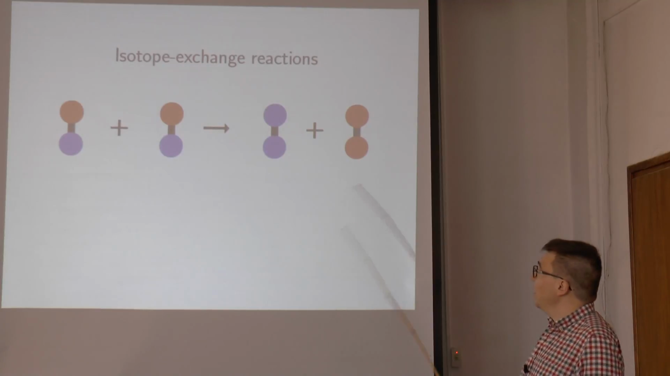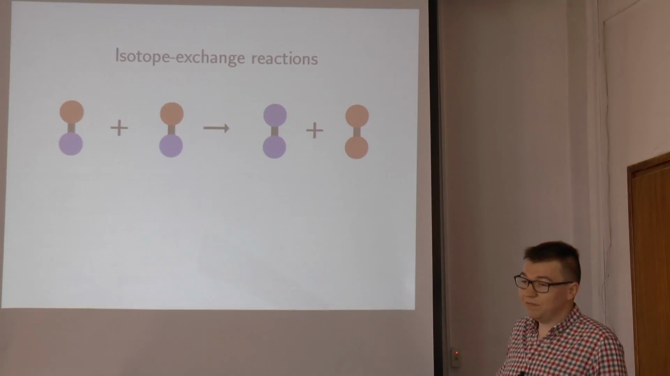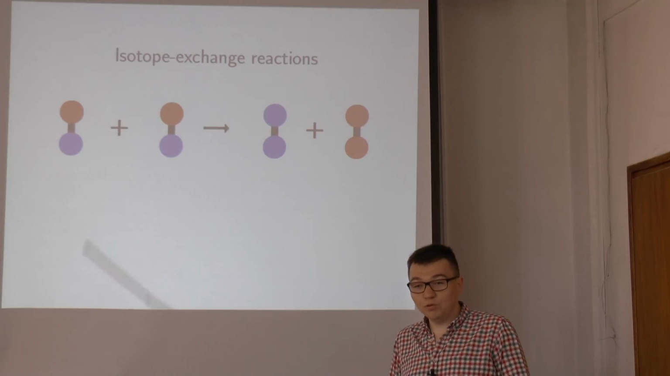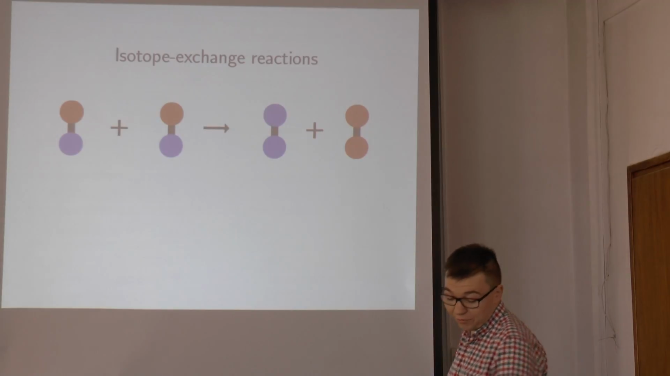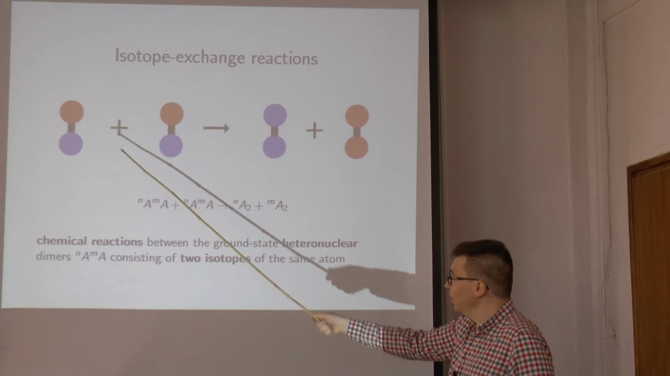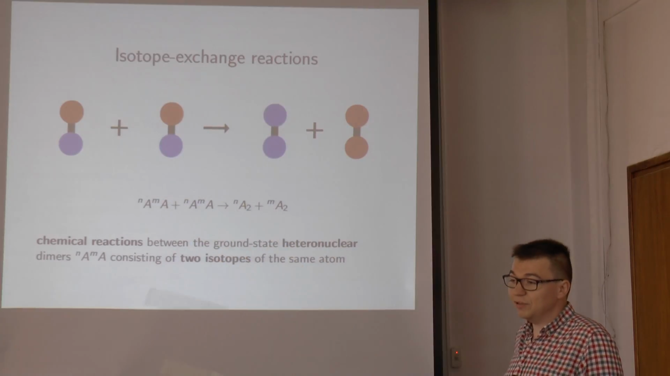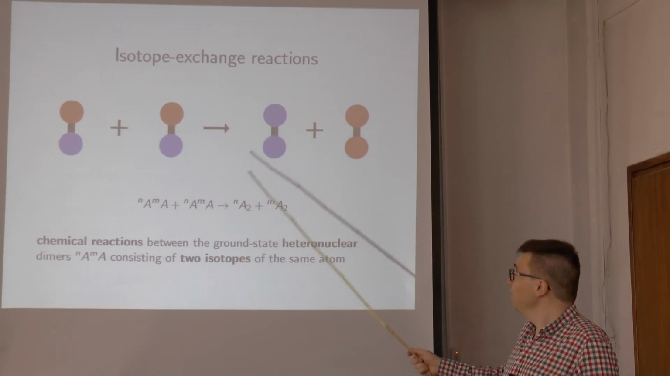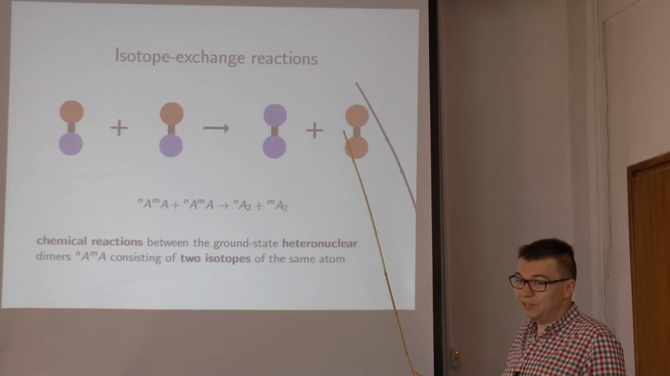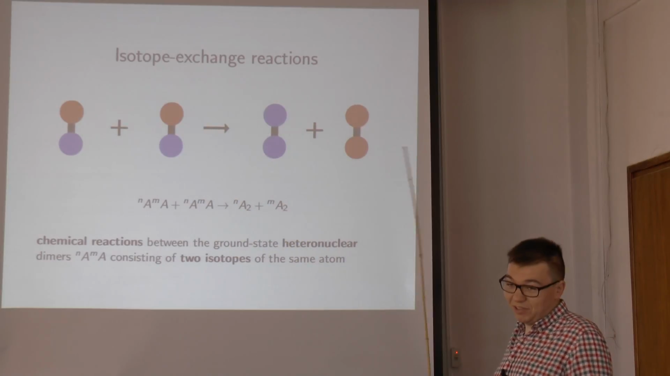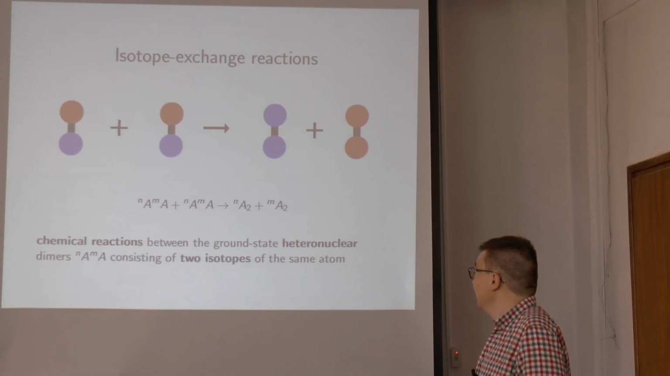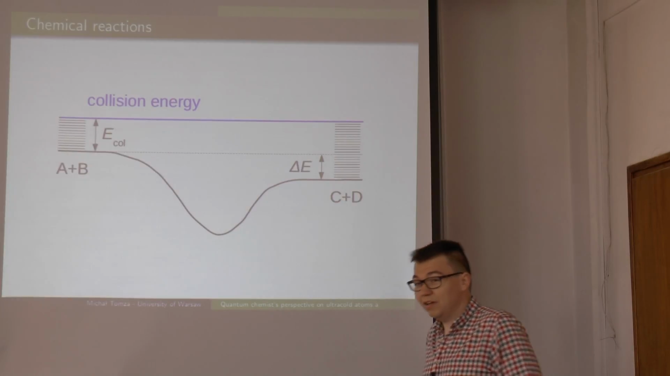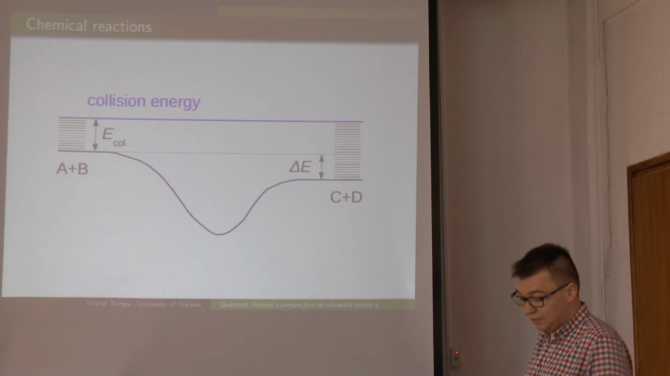So what do I mean by an isotope exchange reaction? I consider that we have an ultracold gas of heteronuclear molecules, consisting of two different isotopes of the same atom. We have heteronuclear molecules in the ground state that consist, for example, of rubidium-87 and rubidium-85 atoms. Then they collide. The question is, is this kind of reaction possible? If it is possible, what is interesting in it, can we control it, or can we use it for something?